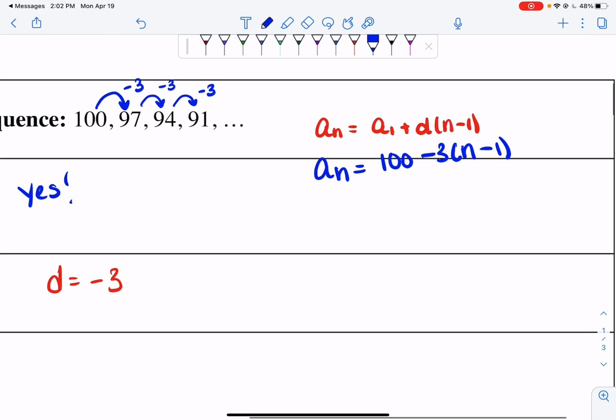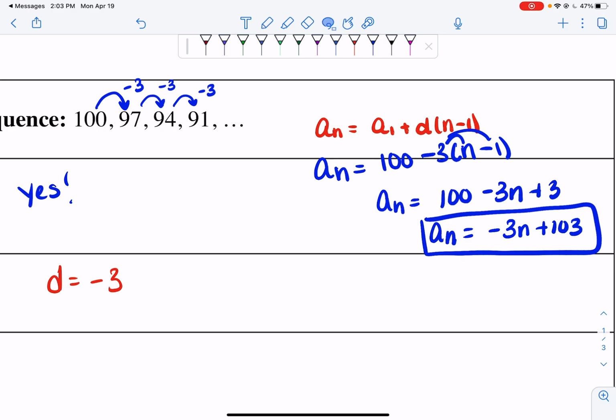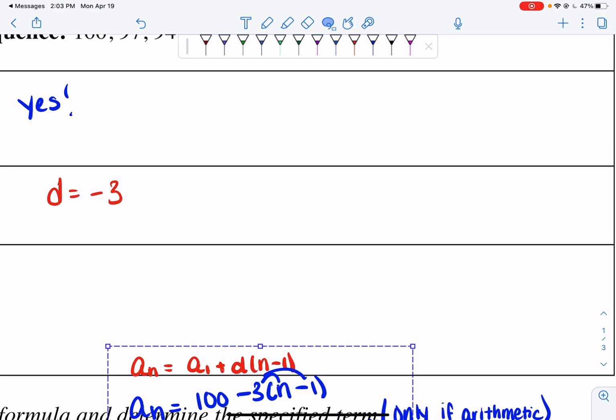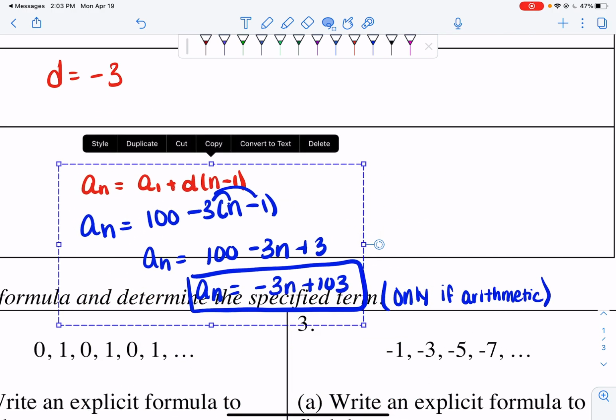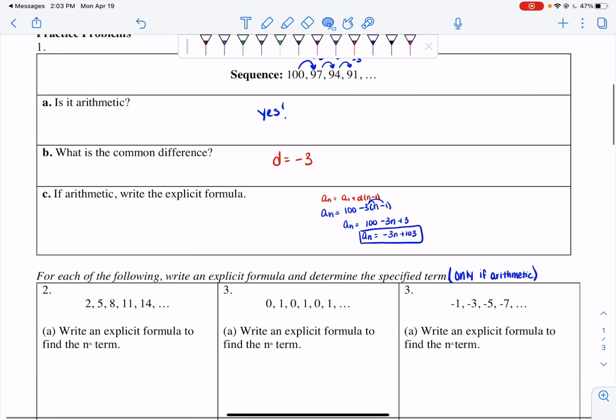We can leave it like that, or we can distribute and then combine like terms. So I'm going to distribute and combine like terms. So I get a sub n equals 100 minus 3n plus 3, because -3 times -1 is a positive 3. I'm now going to combine my like terms of 103, and I get a sub n is equal to -3n plus 103. And that's my explicit rule. So I'm going to bring it down here. And that'd be your final answer for that part.